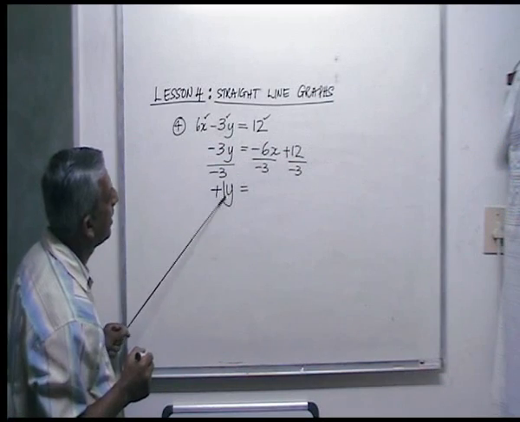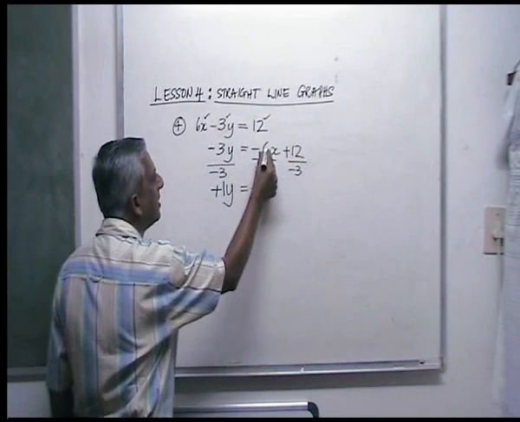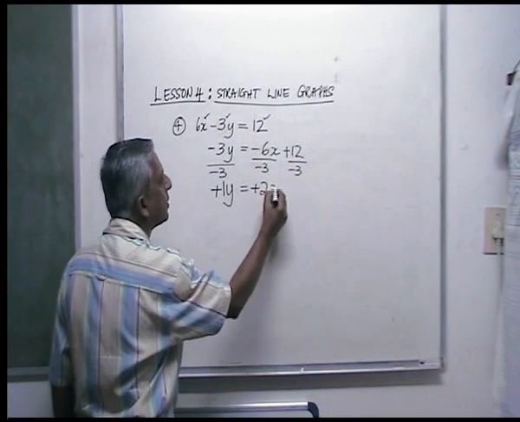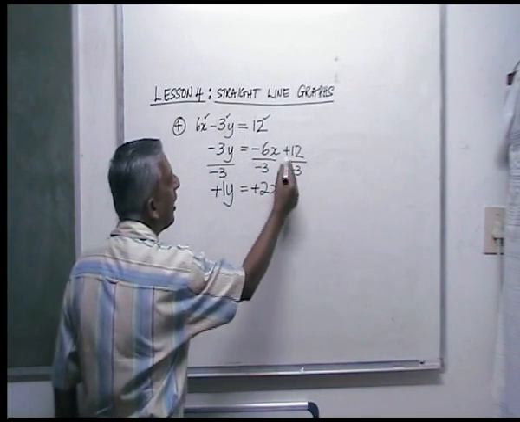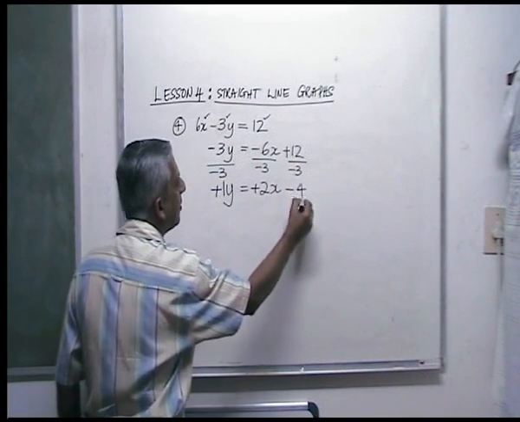3 divided by 3 is 1. Right, you've got 1y is equal to, now, minus divided by minus gives you plus. 6 divided by 3 gives you 2. You've got your 2x. Now plus divided by minus gives you minus. 12 divided by 3 is 4.